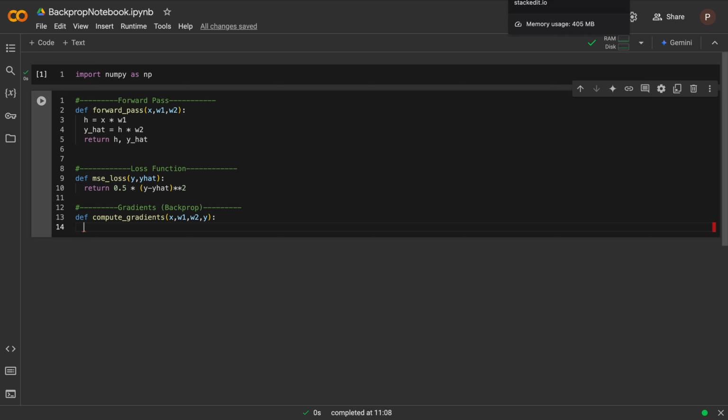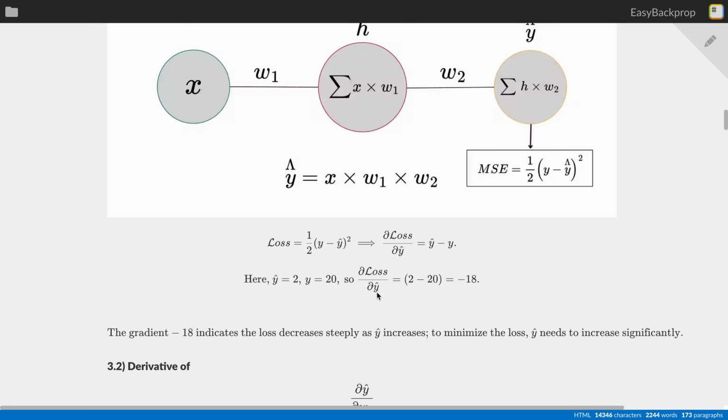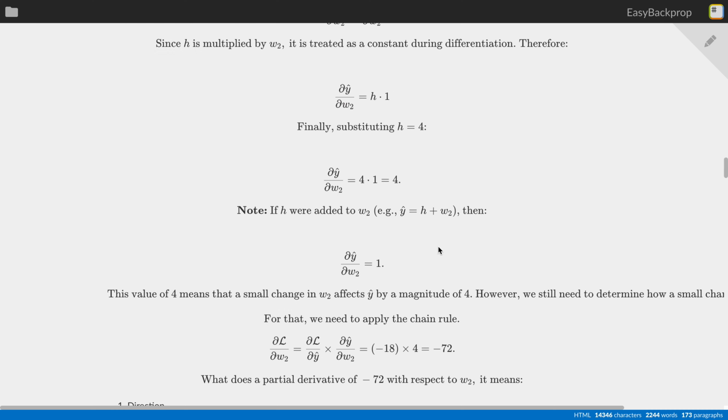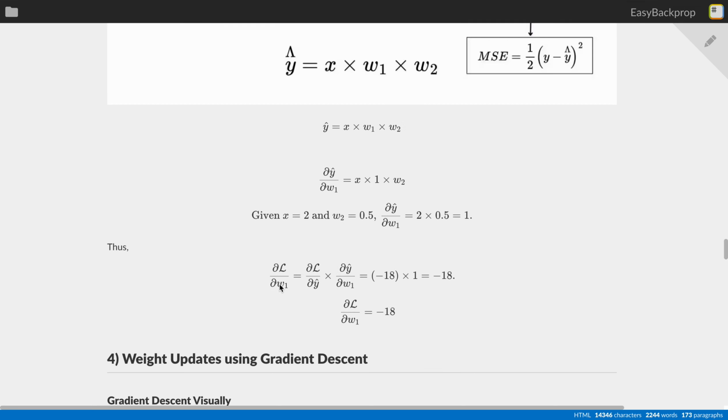And essentially, we're just going to be implementing the partial derivative of the loss with respect to y hat, so this gradient, which is technically going to be equal to simply y hat minus y. Remember, we have calculated these gradients before. If it's not clear, then feel free to go back and watch those lessons. And then we're going to implement the partial derivative of the loss with respect to w2. And then we're going to implement the partial derivative of the loss with respect to w1.